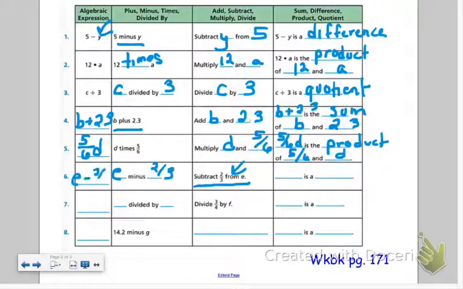So you have to subtract the 2/3 from the e. So e minus 2/3. Because you put it in this order, you're saying the 2/3 is coming from the e. It's being taken away from the e. So e has to come first so that you can take 2/3 from it. And that would be e minus 2/3 is a difference. Again, this is subtraction. Subtraction, we're looking for a difference. I'm going to have you try numbers 7 and 8 on your own.